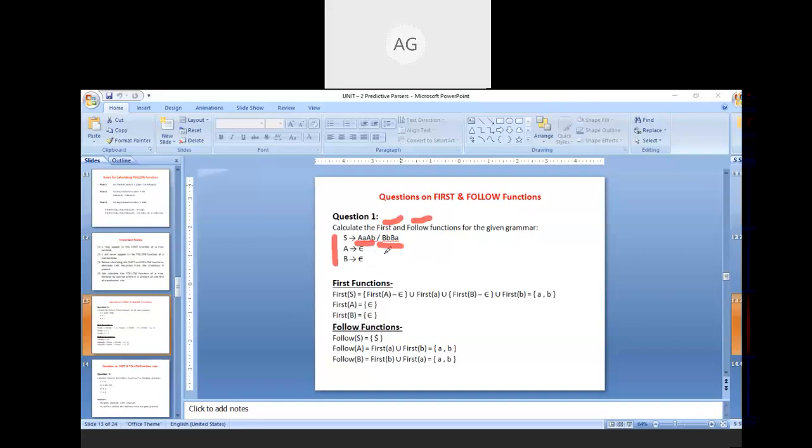So basically, the first and follow can be calculated for every non-terminal on the left hand side. So here you can see there are three non-terminals on the left hand side. One is S, then the second is A, and the third is B.